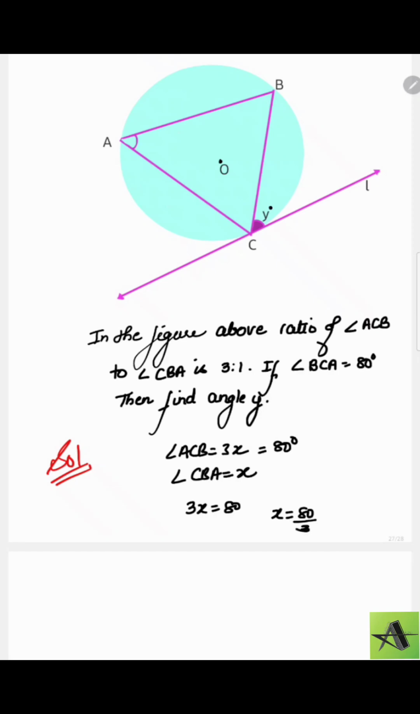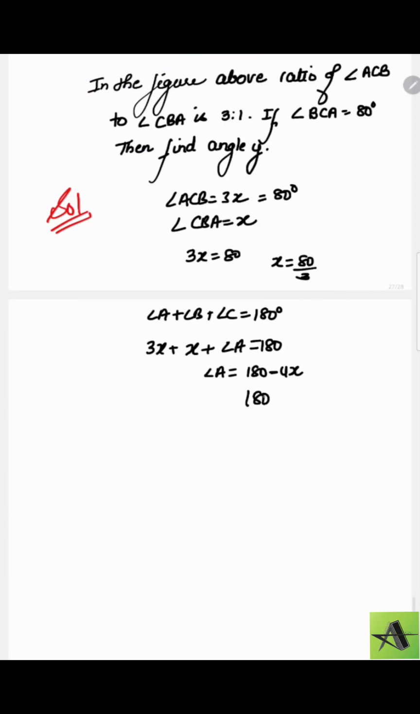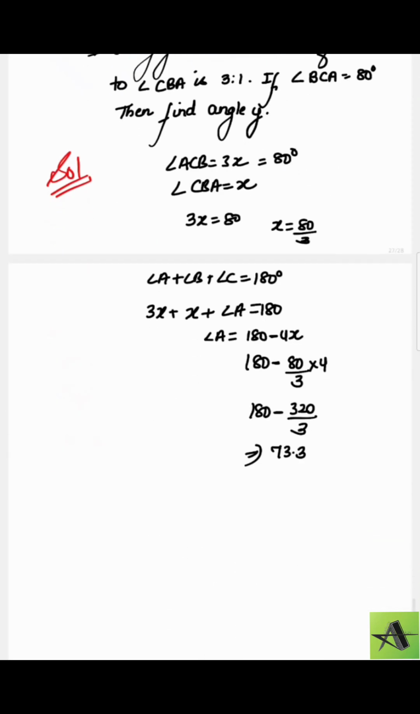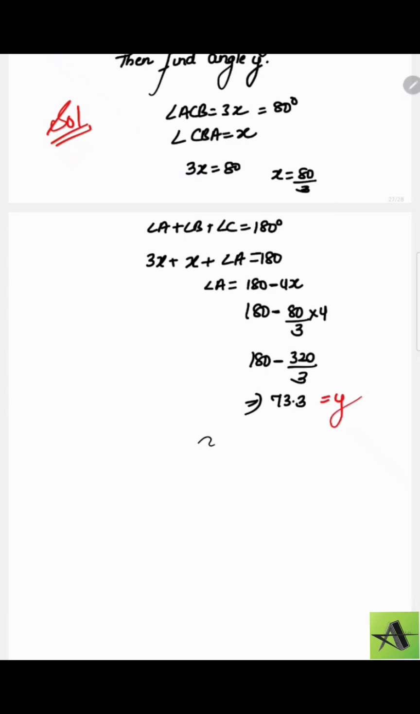Now, applying the angle sum property, angle A plus angle B plus angle C should be equal to 180 degrees. Which means 3x plus x plus angle A is equal to 180 degrees. Angle A is equal to 180 minus 4x, and x is 80 by 3. So 180 minus 80 by 3 times 4, which is 180 minus 320 over 3, which on solving gives me 73.3. That means this angle A is 73.3, and they are asking you to calculate y. By the alternate segment theorem, I can say that these two angles are equal, so this is equal to y.